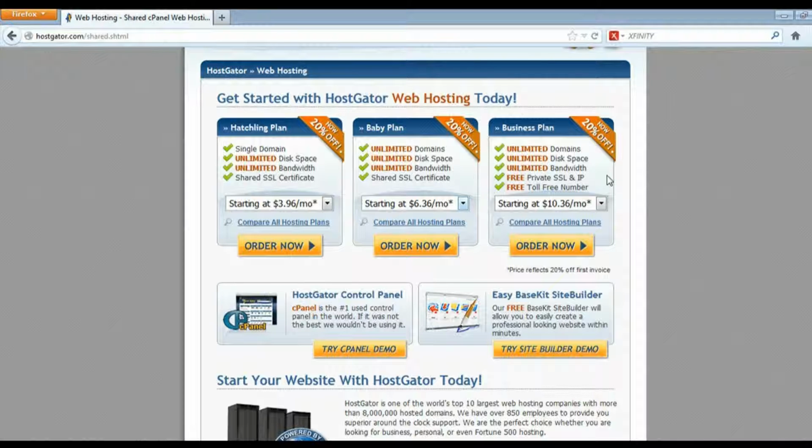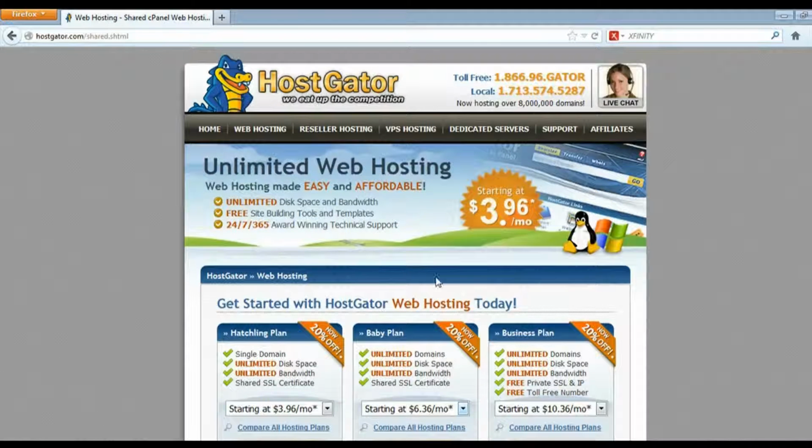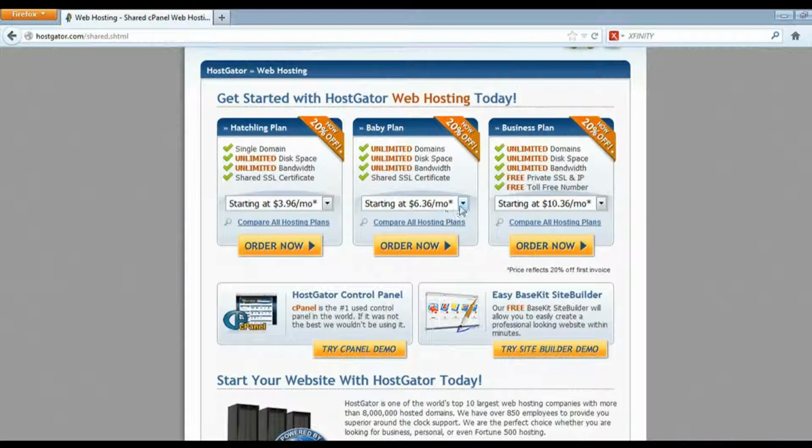But if you're actually running credit cards on your own websites, you would definitely want to shift to the business plan. But for those starting out, I always recommend the baby plan is probably your best option. So let's say that you select the baby plan within HostGator here. You would make sure you scroll down here to choose the option that fits your budget needs. Generally it's going to be monthly, or you could just pay for the whole year at once.